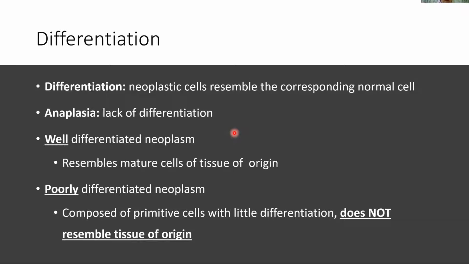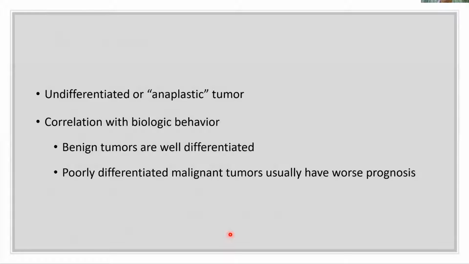So we can further classify into well differentiated to poorly differentiated neoplasm. Well differentiated meaning this tumor is similar or resembles the cell of tissue origin. Poorly differentiated meaning this tumor is totally different from the tissue of origin. Sometimes we can't see any differentiation. We need staining to know what is the cell of origin.